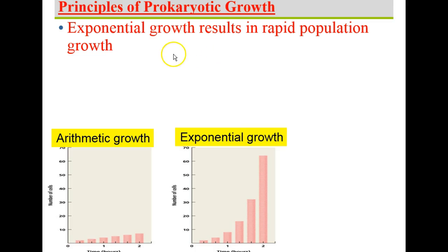Exponential growth results in rapid population growth. Bacteria divide by exponential growth, their populations doubling in numbers every generation time.